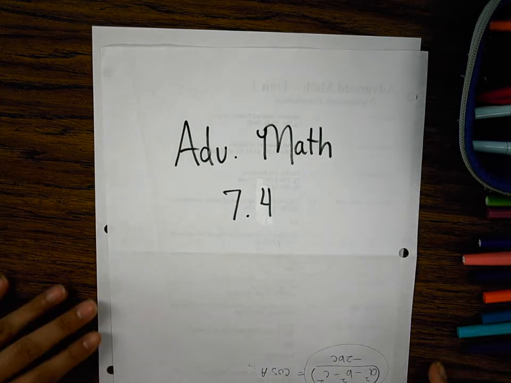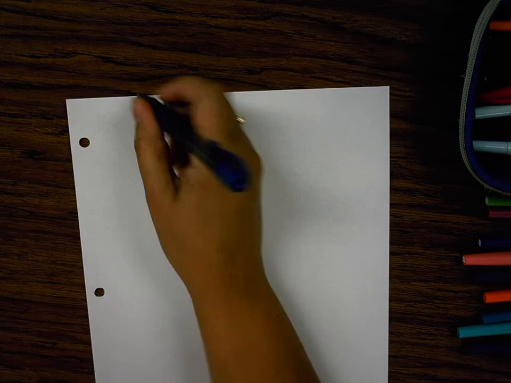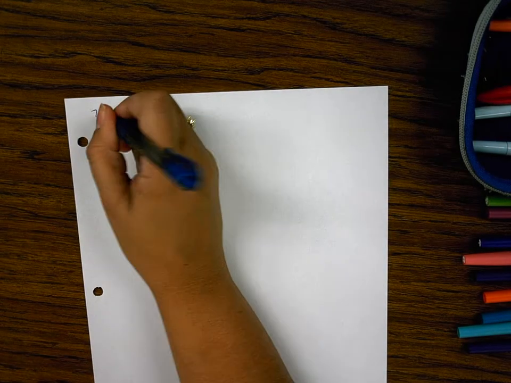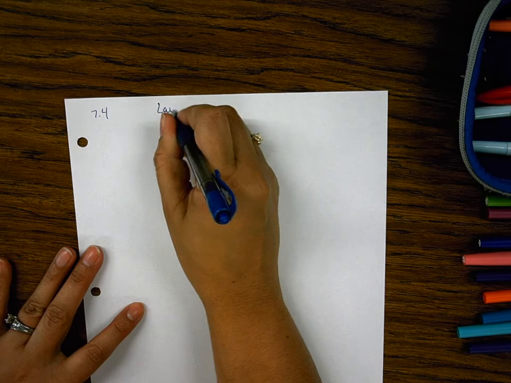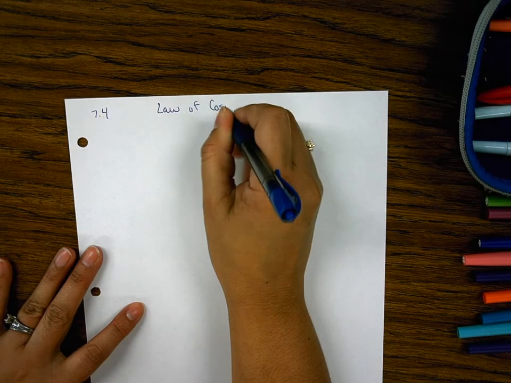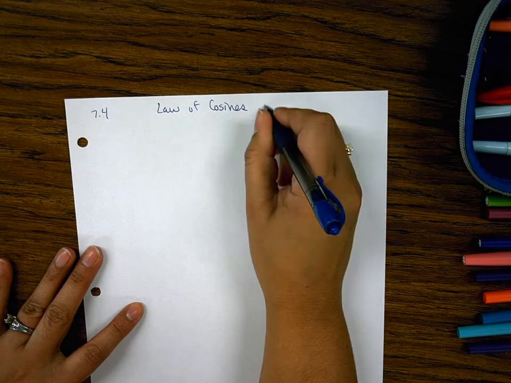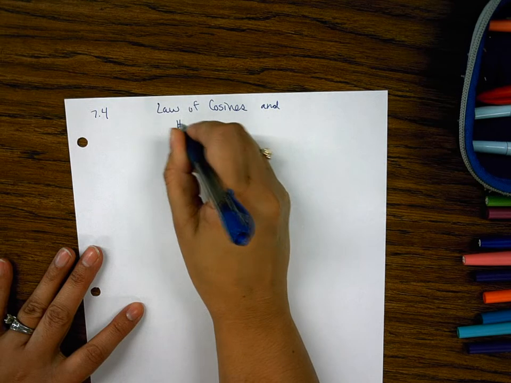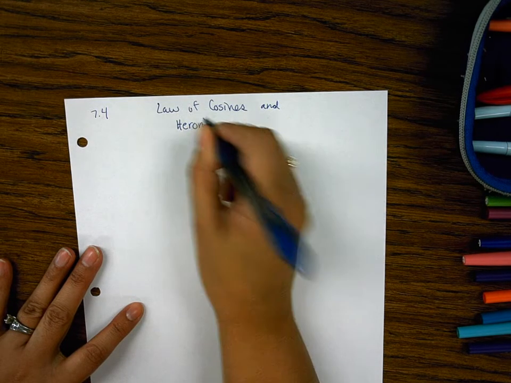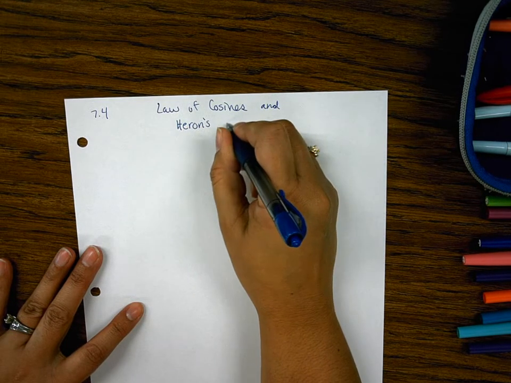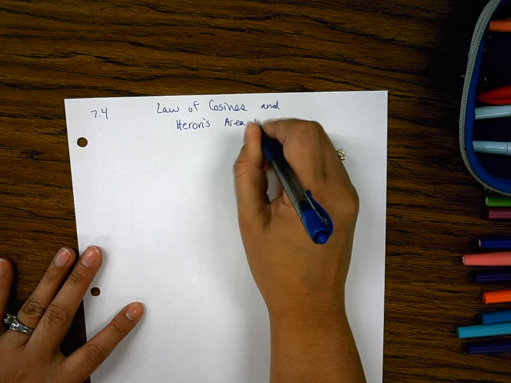This is Advanced Math, Unit 7, Lesson 4. Law of cosines and Heron's formula. Plus area formula.